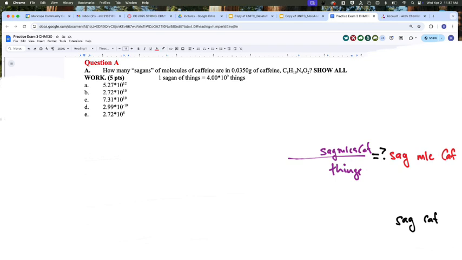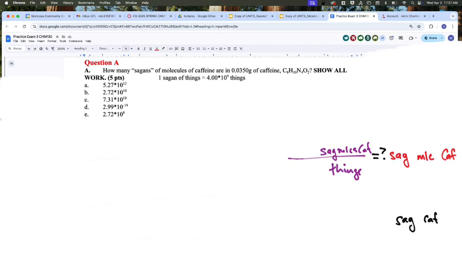A mole isn't a thing. A mole is a count of things. What's the thing? Molecules. Molecules are things in chemistry. What else are things in chemistry? Atoms are things in chemistry. Those are our things.